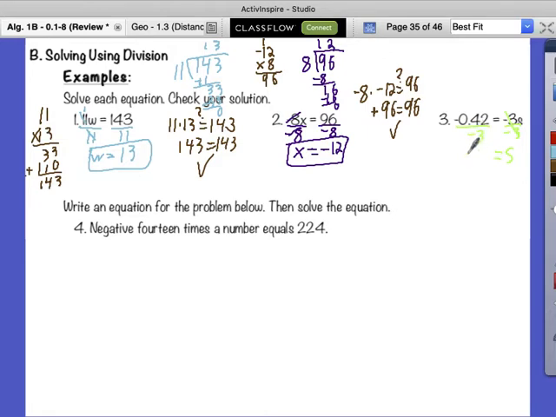Does anyone know what 0.42 divided by 3 is off the top of their head? Maybe not, okay? So if I have the 3 outside here, then I have 0.42 inside.